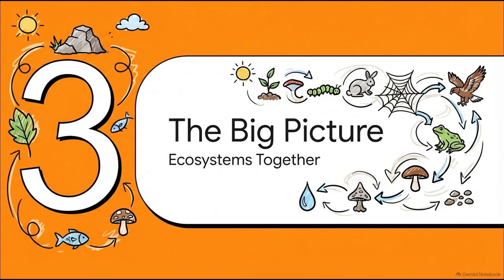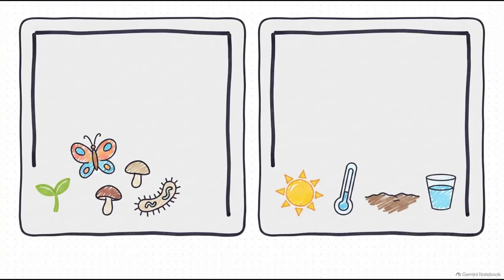Which leads us perfectly into section 3, the big picture, bringing ecosystems together. So we've spent this explainer basically separating our world into two distinct boxes. But the reality is, in nature, they don't exist in isolation at all. Check out this side-by-side comparison of how they interact and rely on each other out in the wild. On the left, we've got our living, biotic factors: plants, animals, fungi, bacteria. And on the right, our non-living, abiotic factors: sunlight, temperature, soil, water. A successful ecosystem is literally a perfect continuous marriage of these two categories.